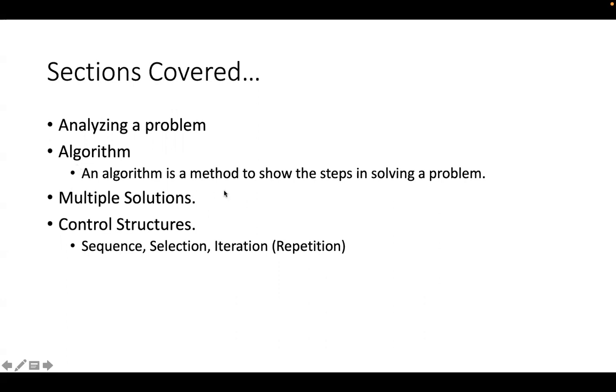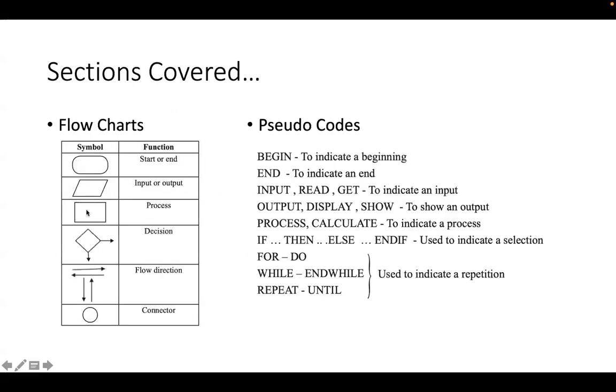Actually, an algorithm is a method to show the steps of solving a problem. And we studied multiple solutions and control structures, like sequence, selection, and iteration or repetition. And we covered flow charts. We can see these symbols that can be used in flow charts, and the definitions. We studied these things in previous sessions.